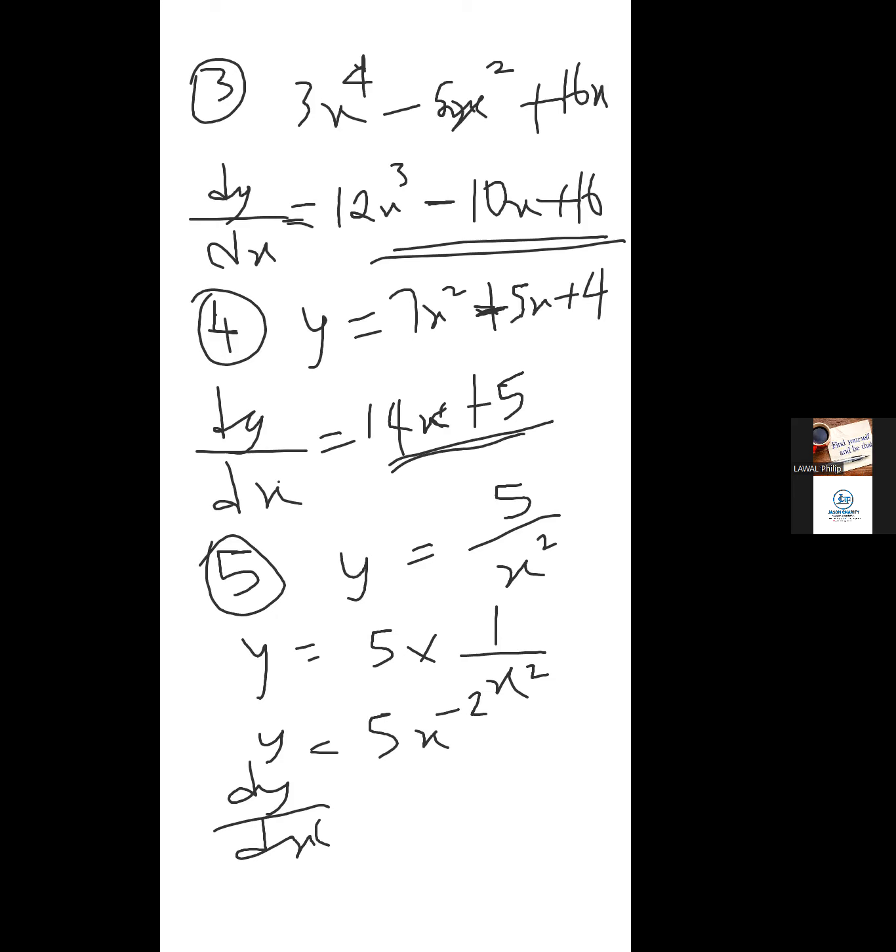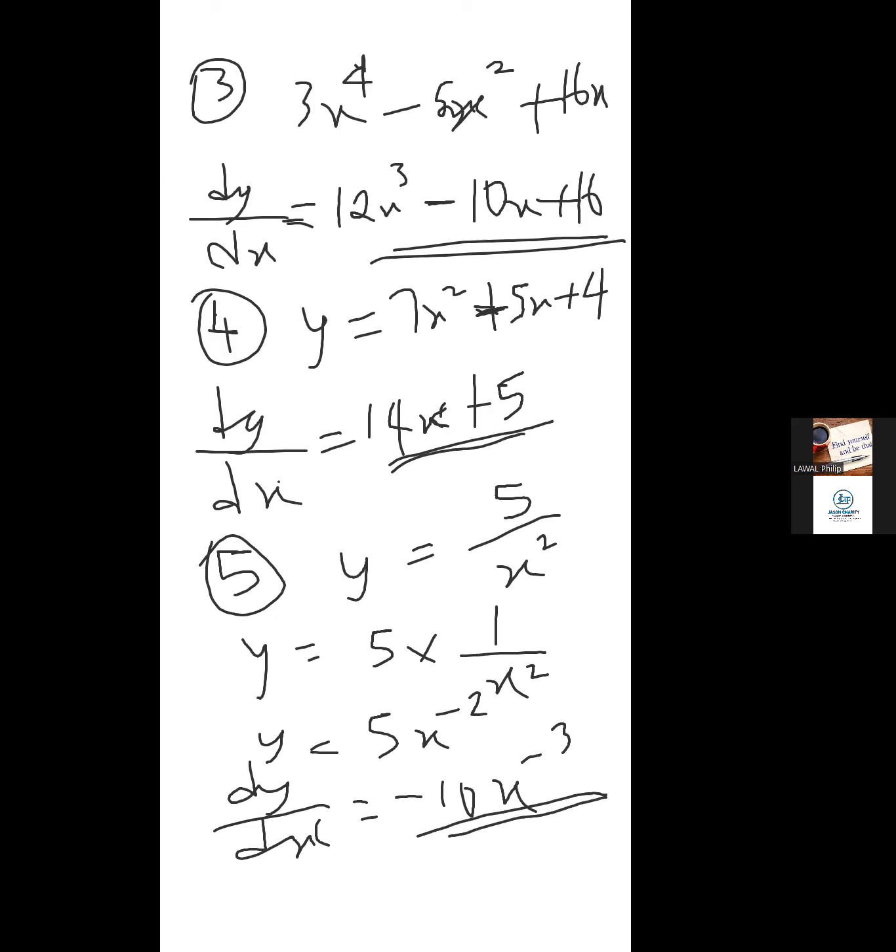And I'm still going to give you another variant of this question I'm giving you now. Okay, so in this case, minus 2 will now multiply my 5. I will have minus 10. And then minus 2 minus 1. This is where you need to be careful. You are supposed to subtract 1 from the power. So minus 2 minus 1 becomes minus 3. So my x now becomes raised to power minus 3.